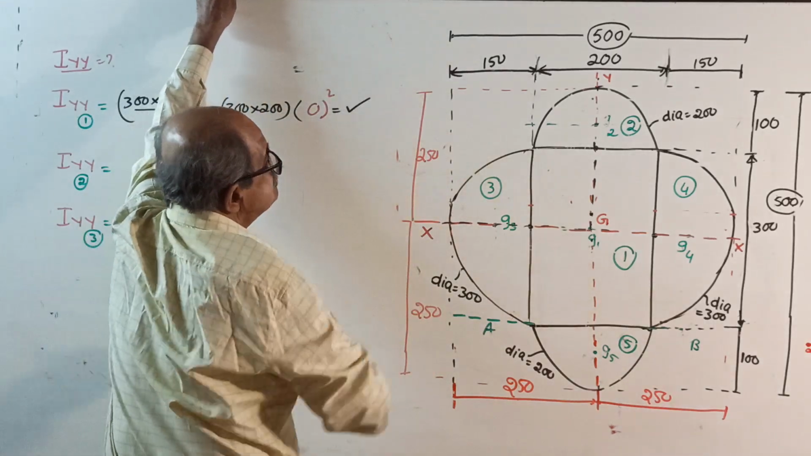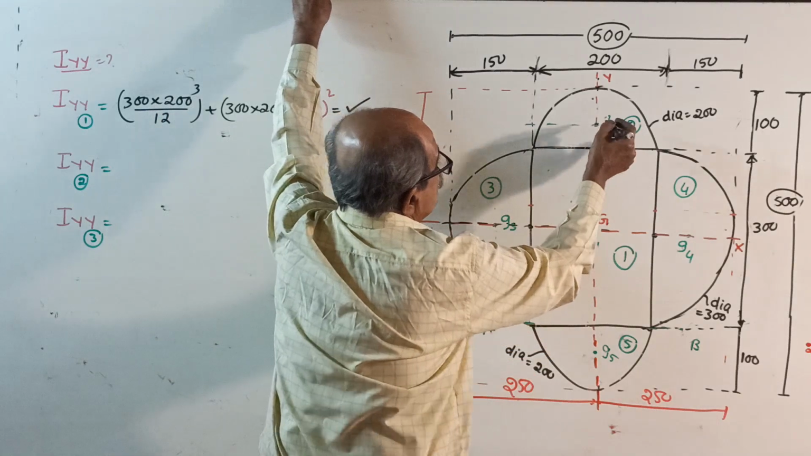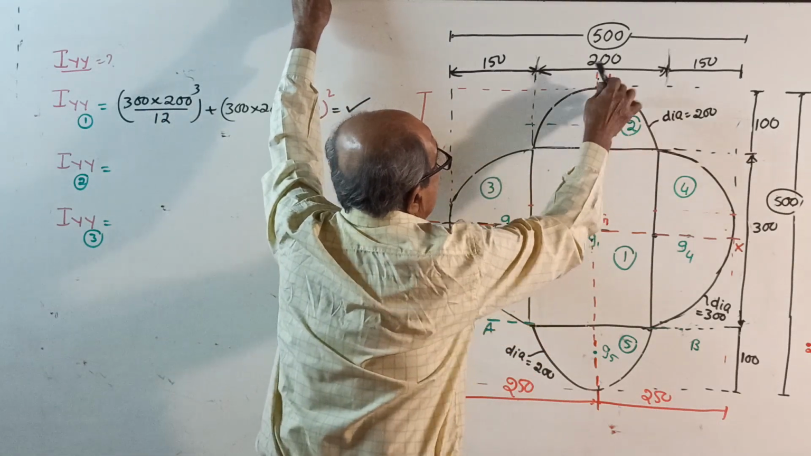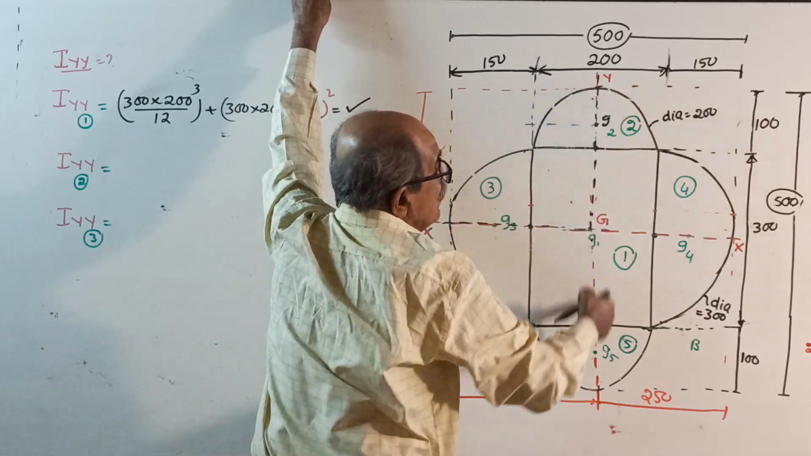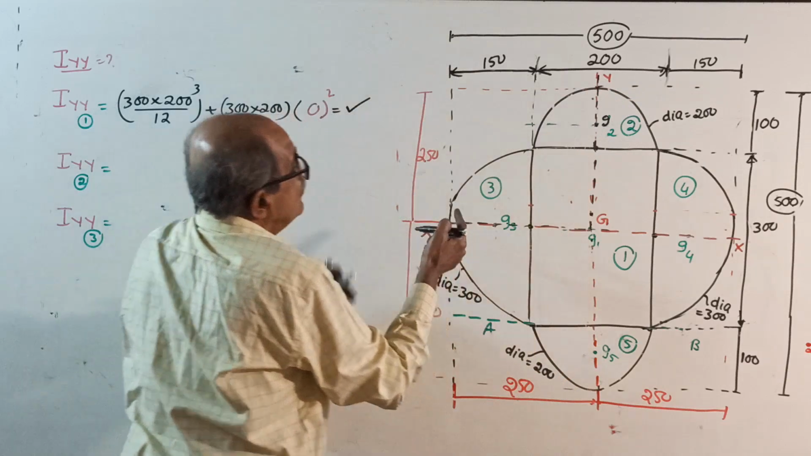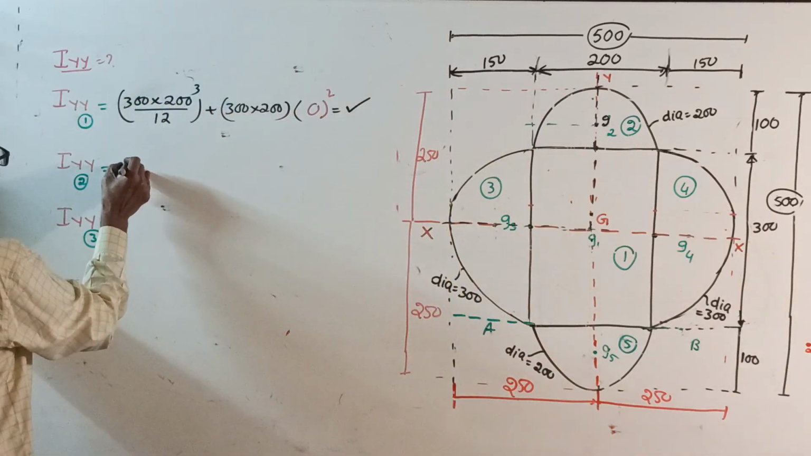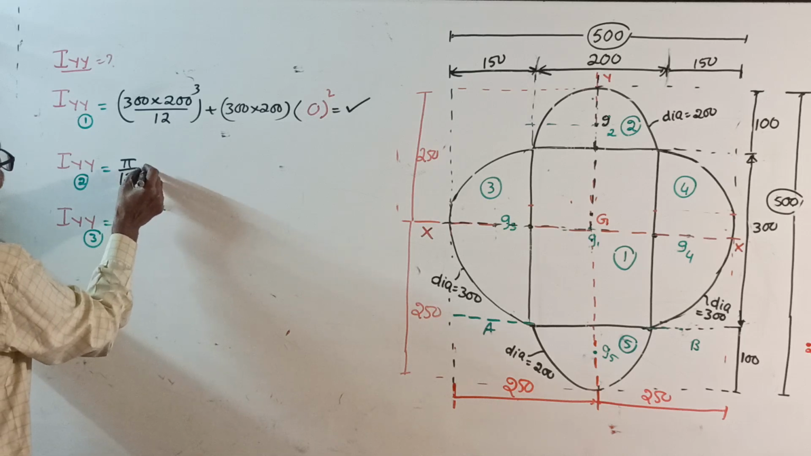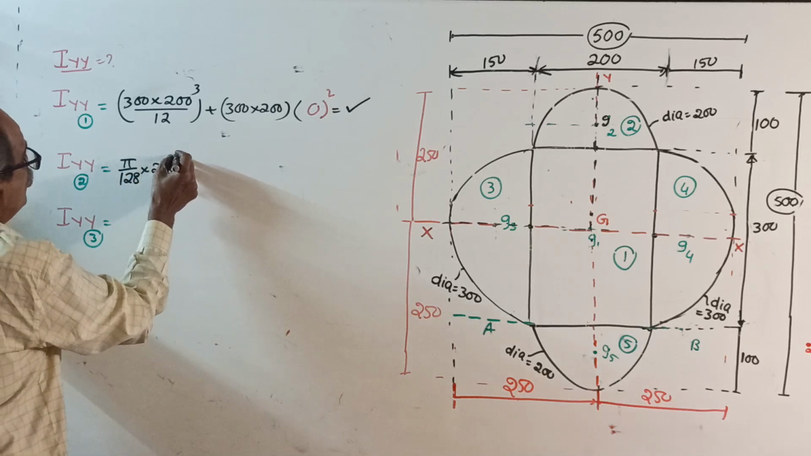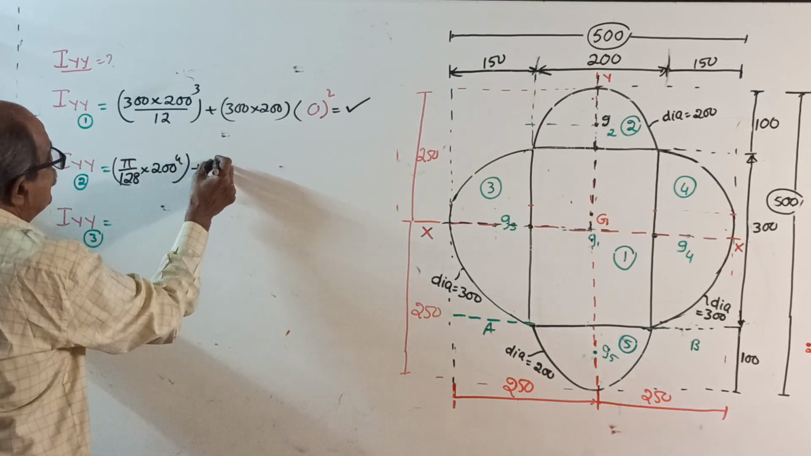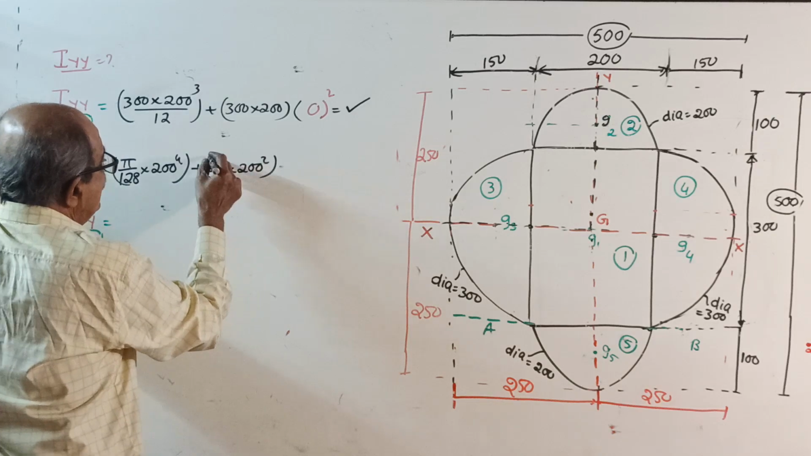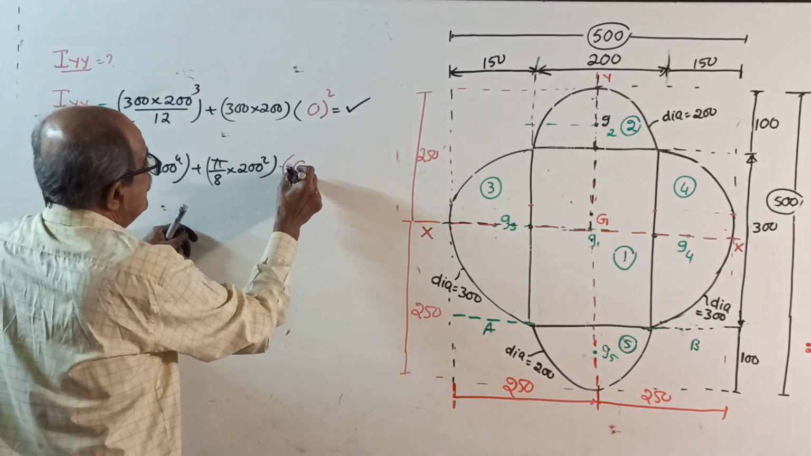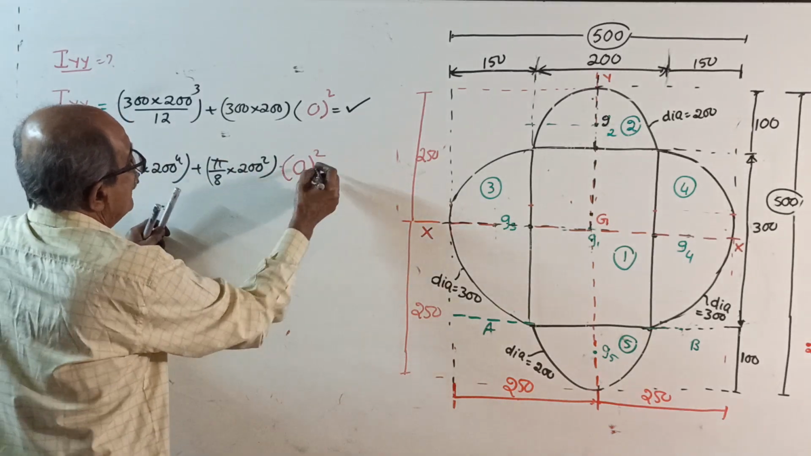Let it be right. Then IYY for 2 here. See, this is G2. First, about its own centroidal axis. Remember, G2 lies in YY. Once again, 0 square. That is pi by 128 into 200 power 4 plus pi by 8 of 200 square is the area into once again 0 square. Calculate the answer.